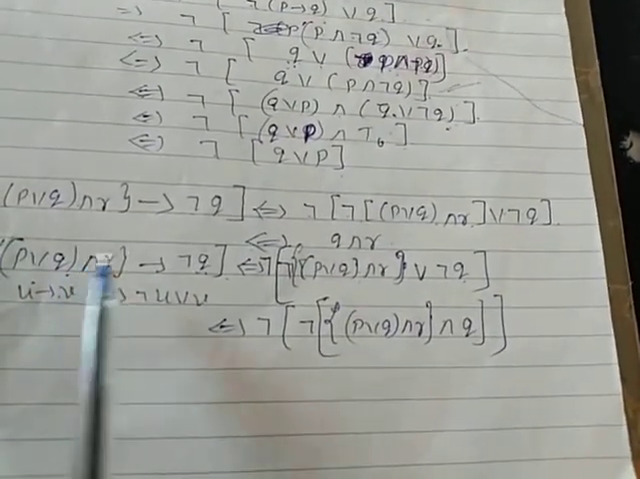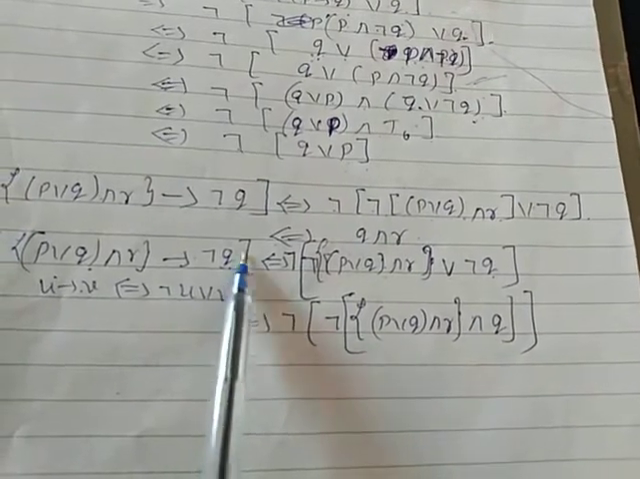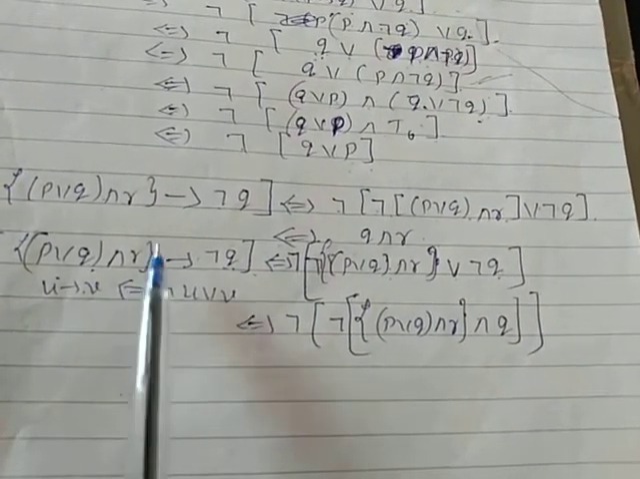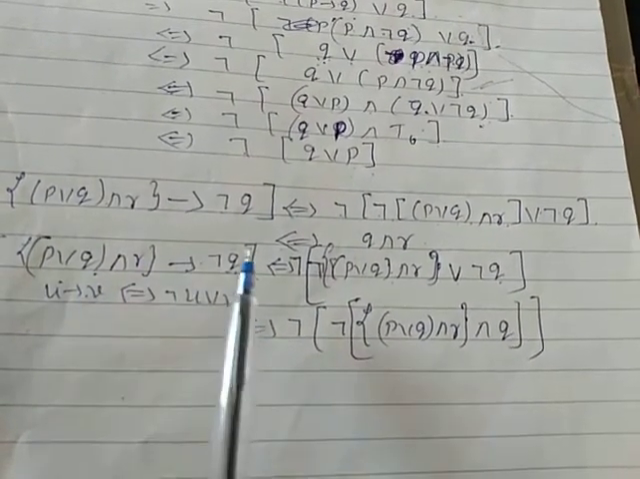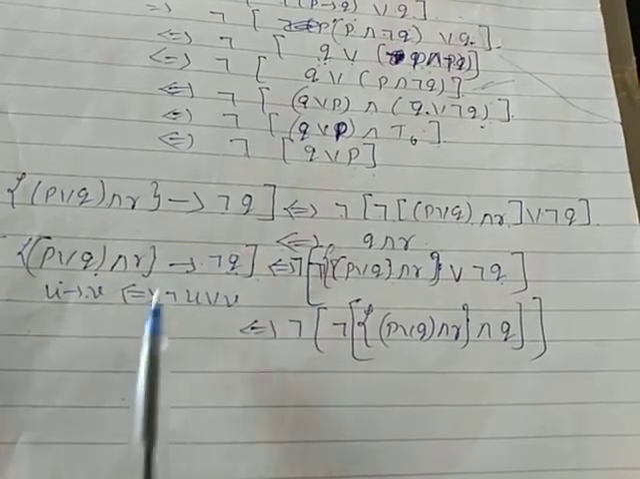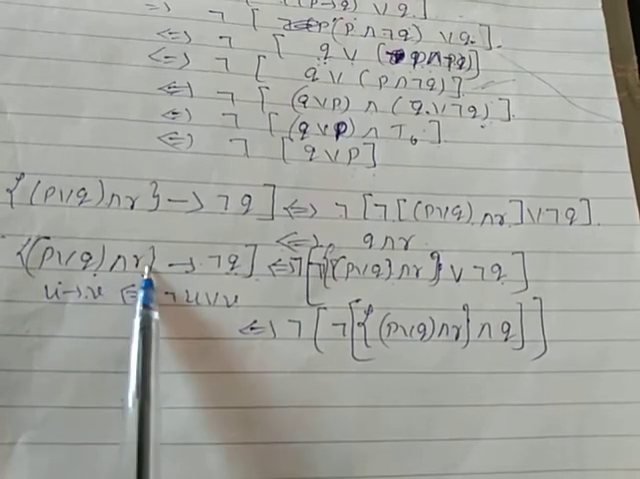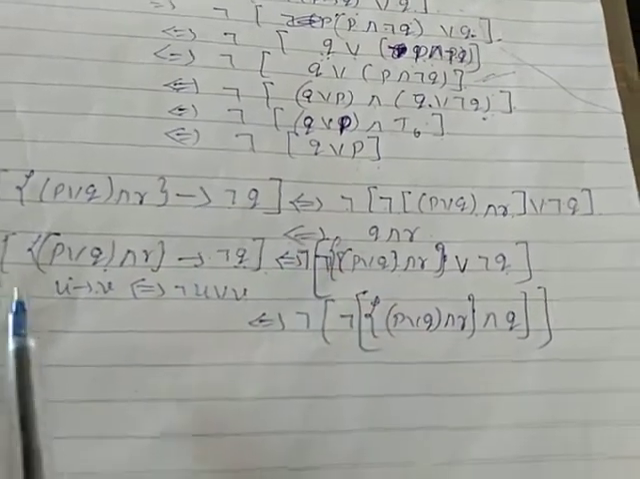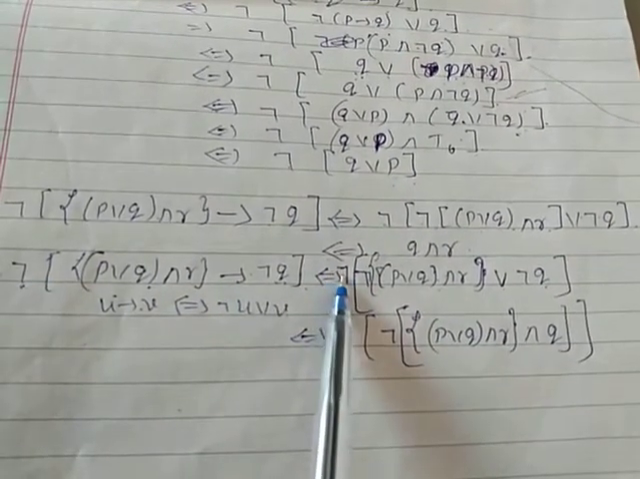First, p implies q means u implies v is applied. U is this one. U implies v is equal to negation of u or v. V is negation of q. U is p or q and r. So the negation is already outside, keep it as it is.